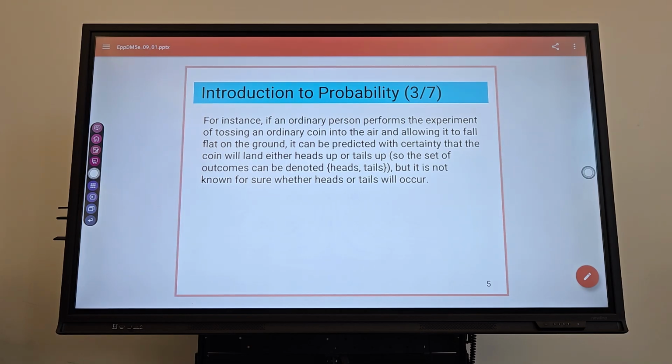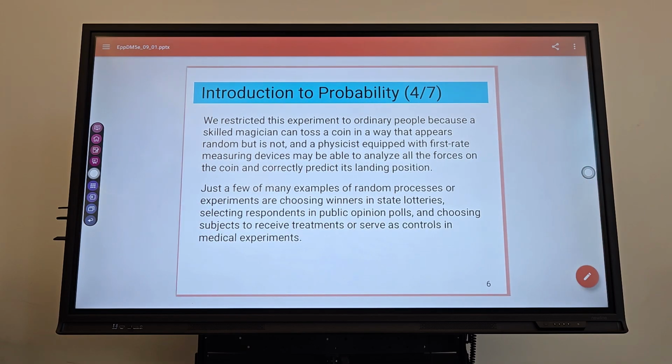For instance, if an ordinary person performs the experiment of tossing an ordinary coin in the air and allowing it to fall flat on the ground, it can be predicted with certainty that the coin will land either heads up or tails up. But it is not known for sure whether heads or tails will occur. We restrict this experiment to ordinary people because a skilled magician can toss a coin in a way that appears random, but is not. And theoretically, it's possible for a physicist equipped with first-rate measuring devices to analyze all the forces on a coin and correctly predict its landing position.